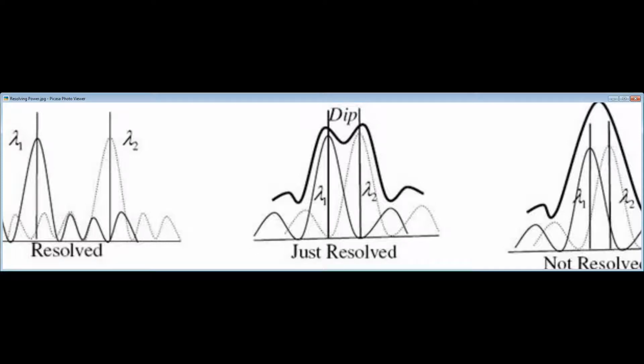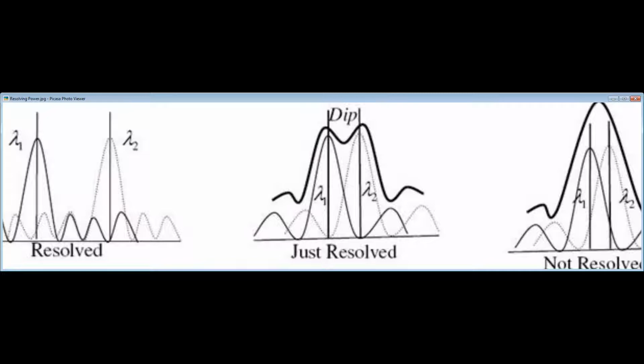Good morning to all. Today I will discuss resolving power of an optical instrument and Rayleigh criteria of just resolution. Resolving power of an optical instrument is the ability of that instrument to show the images of two close point objects or spectral lines as distinct ones.